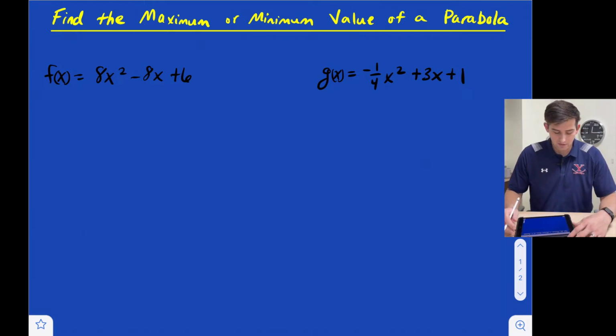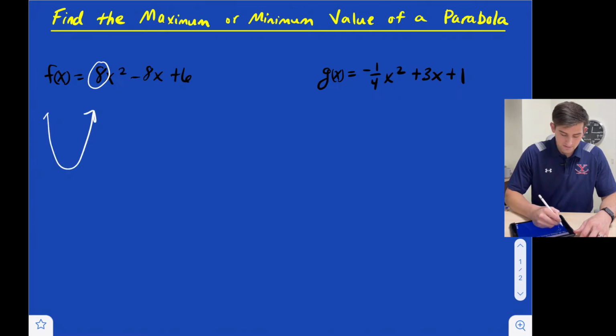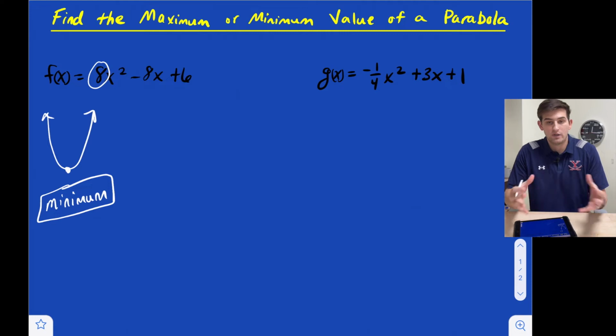For the first example, we have f of x equals 8x squared minus 8x plus 6. As a reminder, the minimum or the maximum depends on if the parabola is opening up or down. So since this a value is positive, then our parabola is going to look something like this, which means our vertex is at the bottom, which means we're going to have a minimum. Okay, so now we can find what is that minimum.